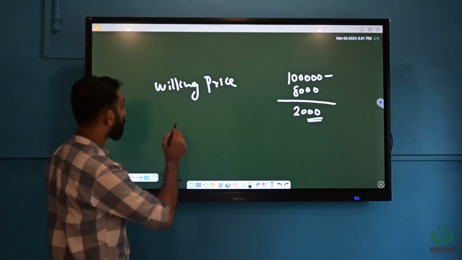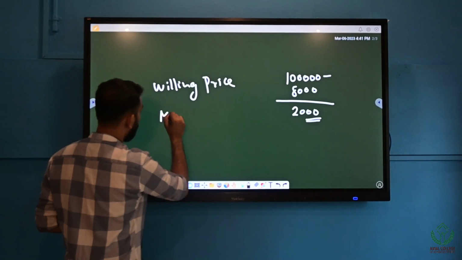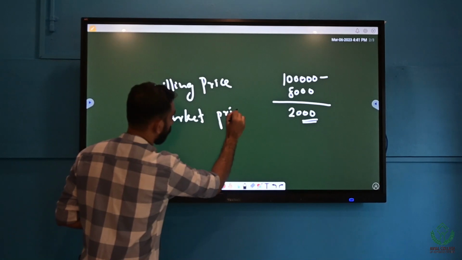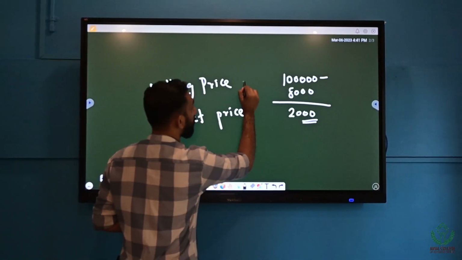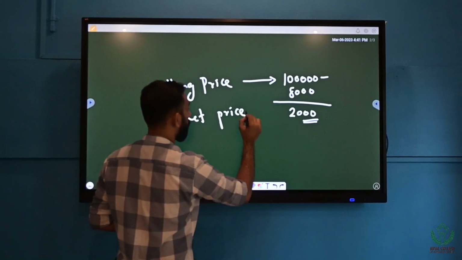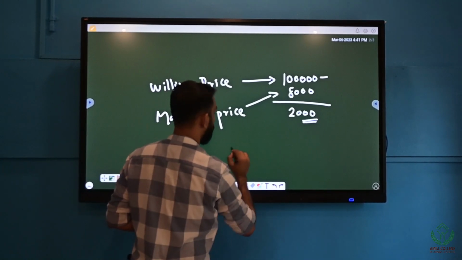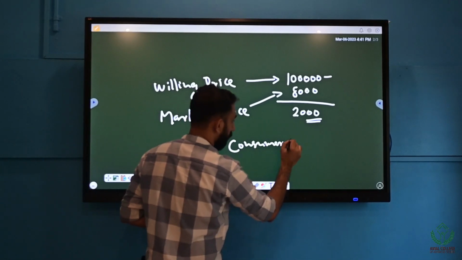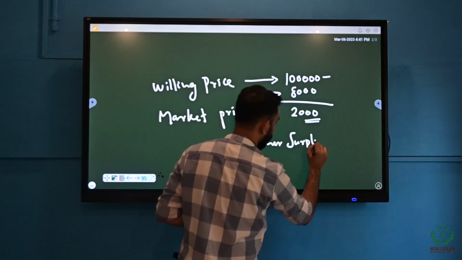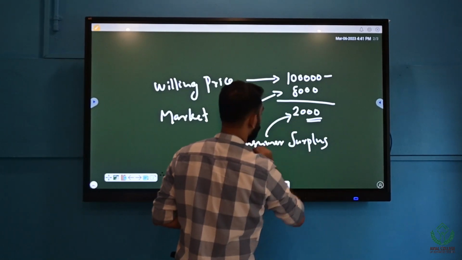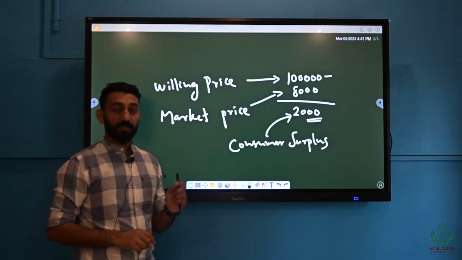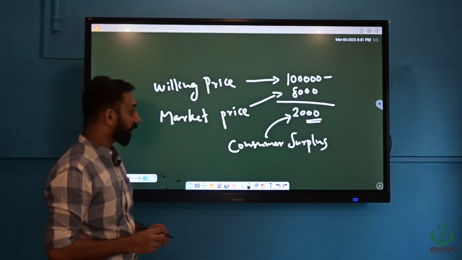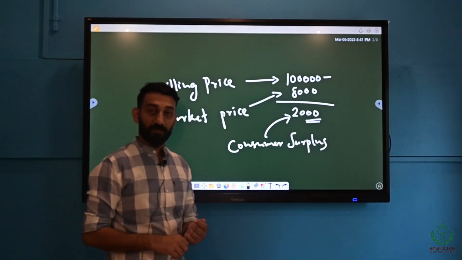So I told you there are two prices involved, the willing price and the market price. The willing price is 10,000, the market price is 8,000, and this remaining 2,000 is known as consumer surplus. This is how we explain consumer surplus with an example. Now let's see how we can calculate consumer surplus with the help of a diagram.